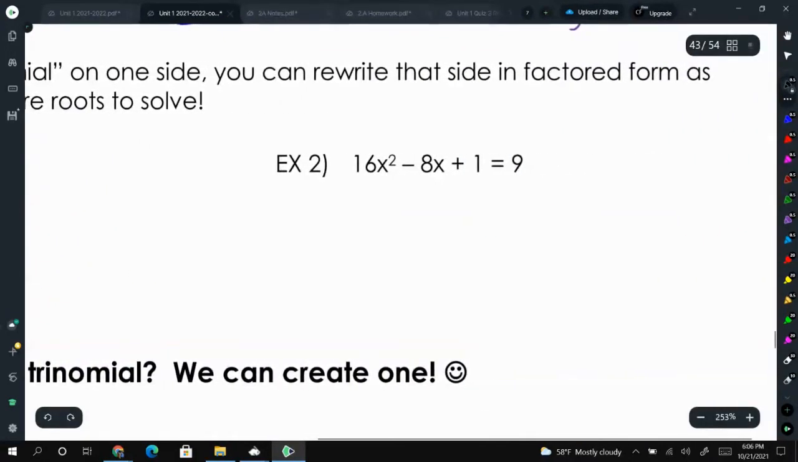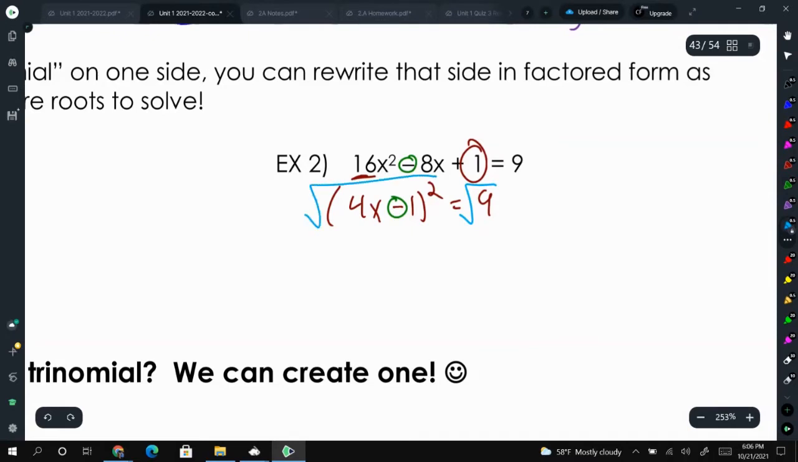In example 2, again, we have a 1, which is a perfect square, and a 16, which is a perfect square. So that's going to give us 4x minus 1 squared equals 9. And again, it's minus because our b term is negative. If we square root both sides, we get 4x minus 1 equals plus or minus 3.